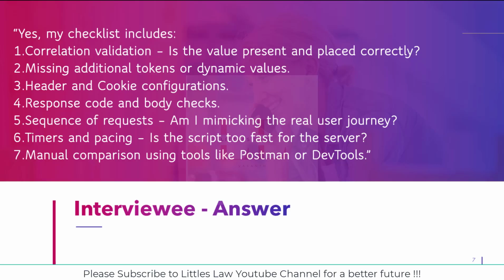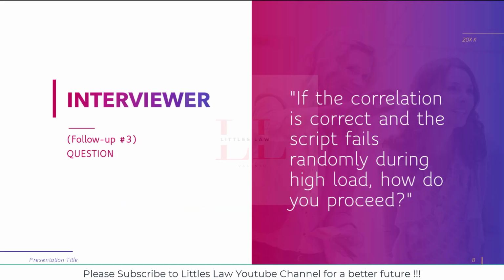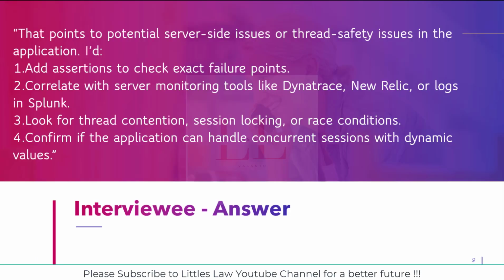And then the timers and pacing. So is the script too fast for the server? I will add this as part of the checklist, and then I will do a manual comparison using tools like Postman or DevTools. The interviewer with this last follow-up question: if the correlation is correct and if the script fails randomly during high load, not during validation but during high load, how do you proceed?